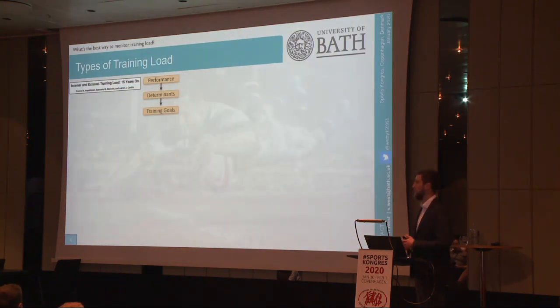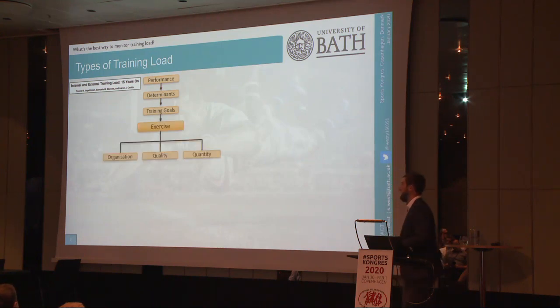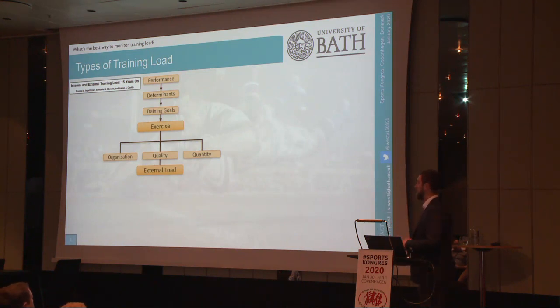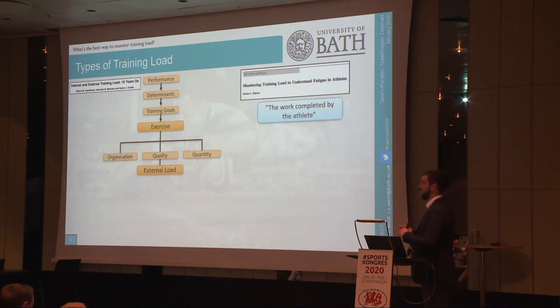So Alan's kind of gone through this already, so I don't really need to talk too much about this. But essentially, after we've decided exactly what we're looking to achieve from our training, and we decide how our training is going to be made up in terms of organisation, quality, and quantity, we get, as Alan has already kind of described, what is external load. Okay, so for me, I think the best way to think of this is the work that's been completed by the athlete. So that could be a distance, that could be a power output, that could be something like that.